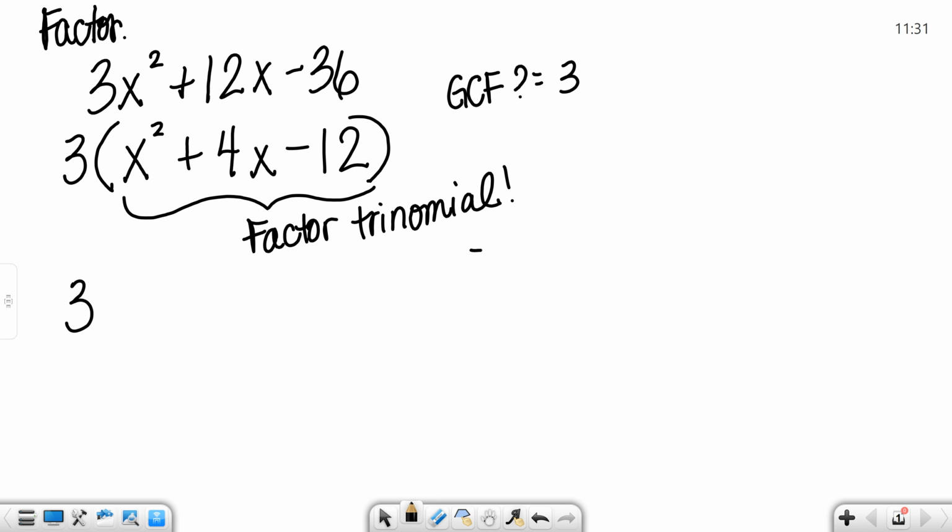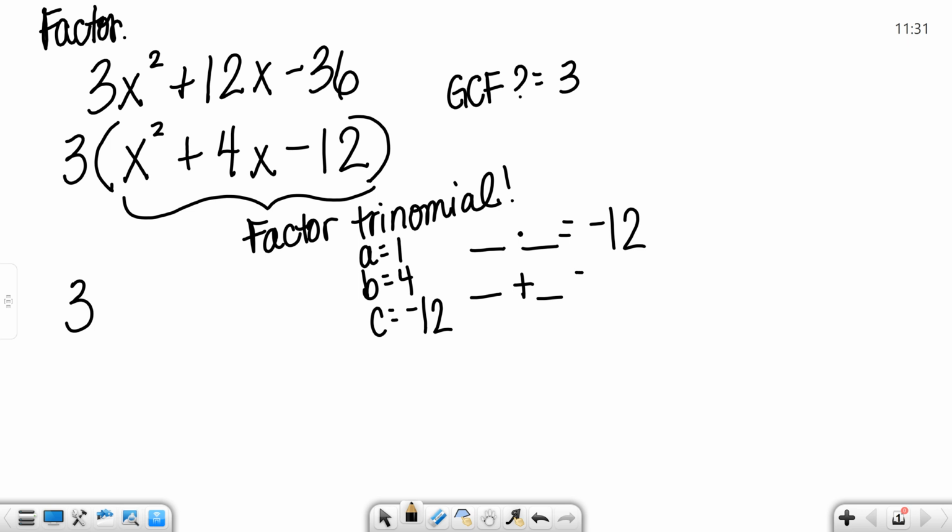All right, so when I factor that trinomial, I'm looking for two things that multiply to a times c. Got to know what a, b, and c are. Now, I've already factored out that 3, so it is not a. A is 1, b is 4, and c is negative 12. So a times c is negative 12. And I'm looking for two things that add up to be my b value, 4. So looking for two things that when I multiply them, I get negative 12. When I add them, I get 4. All right, so 6 and negative 2 will definitely do that for me.